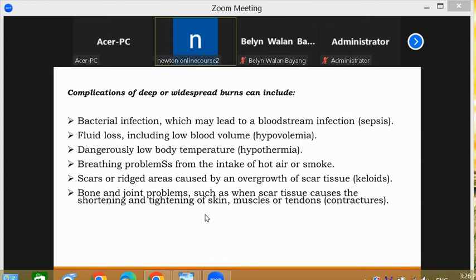Okay, bone and joint problems such as scar tissue causes the shortening and tightening of skin, muscles or tendons, called contracture. So we know that if you have any pain in one area, we don't want to move that area.